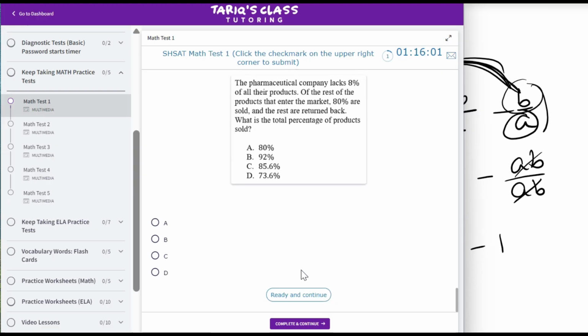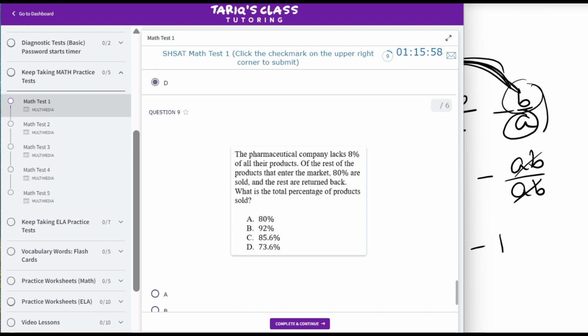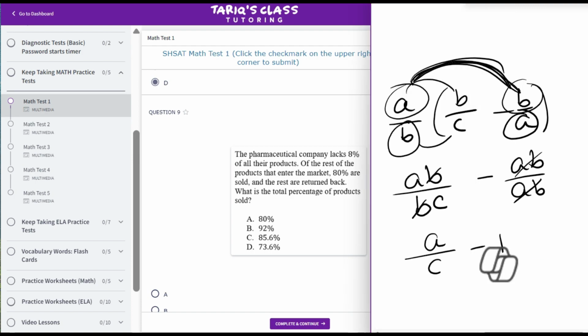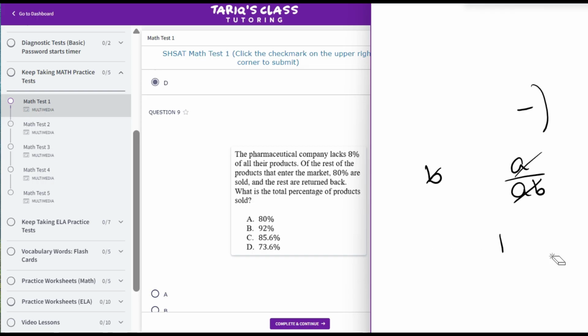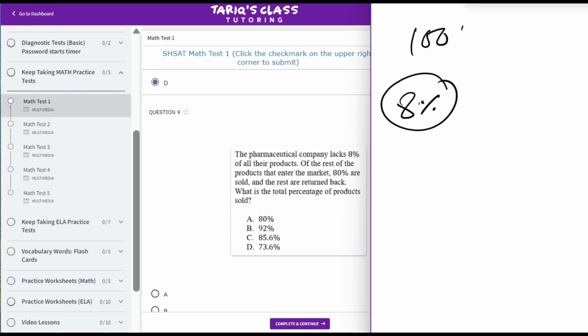So now we're going to try the next one, question number 9. What does it say? The pharmaceutical company lacks 8% of all their products. Lacks means they don't have it. Of the rest of the products that enter the market. Okay, so 8% they don't have. So out of 100%, 8% they don't have. So what percent do they have? 92%. That's correct. And of the rest, which is this 92% of products that enter the market, 80% are sold. So out of this 92%, 80% of it is sold, and the rest are returned back.